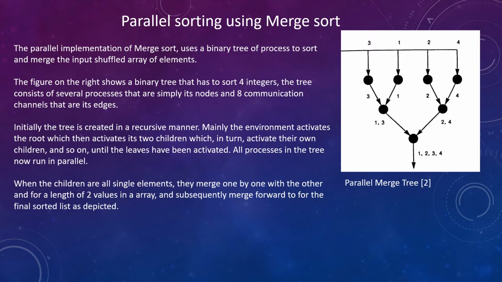Now we go to the core of the matter where we will spend most of our time. Parallel sorting using merge sort. The parallel implementation of merge sort uses a binary tree of processes to sort and merge the input shuffled array of elements. What does this mean? This means that, for example, as we can see, an array or sequence of numbers comes in and we have to sort the sequence of numbers. So how will we do this?